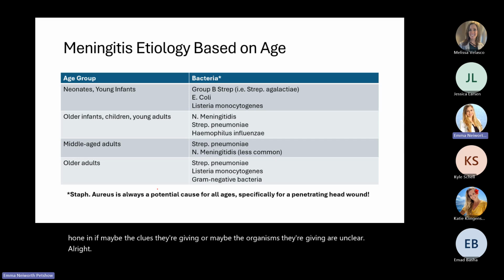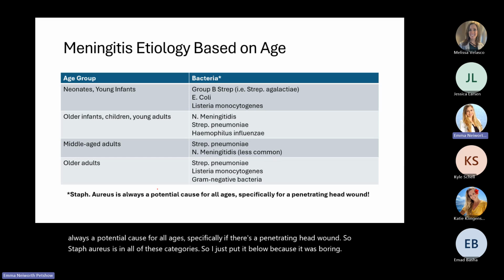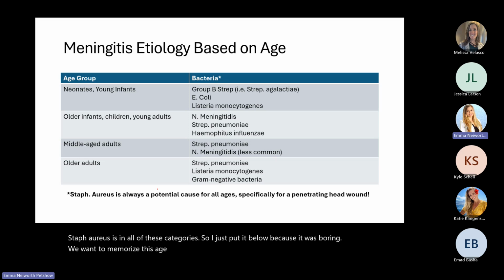Age, I often think this one's more helpful. There is a star here because Staph aureus is always a potential cause for all ages, specifically if there's a penetrating head wound. So Staph aureus is in all of these categories, so I just put it below because it was boring. We want to memorize this age stratification because it's repeatedly tested. This is going to be your best bet for choosing a bug with a meningitis question. So for a neonate or a young infant, group B strep, Strep agalactiae, would be my top, then E. coli, then Listeria, by order of which one I'm thinking first.